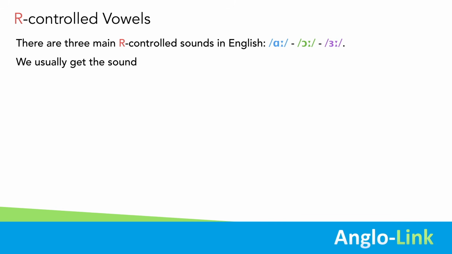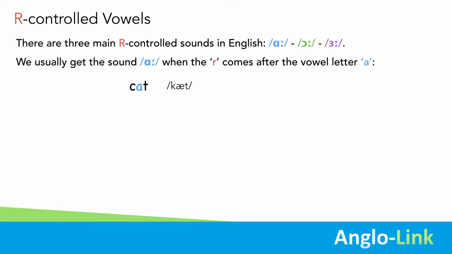We usually get the sound R when the R comes after the vowel letter A. For example, this is cat. Let's add the R and the sound changes to cart. Other examples are bar, hard, and start.